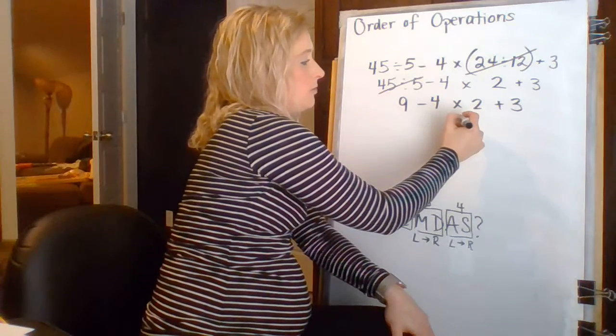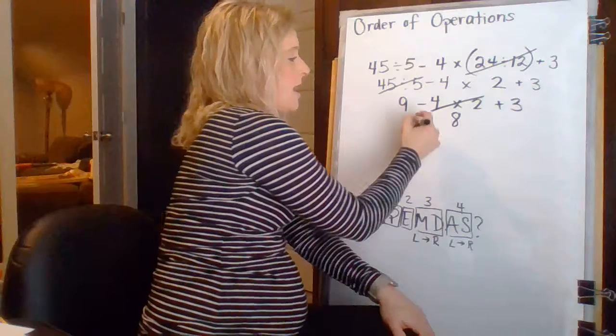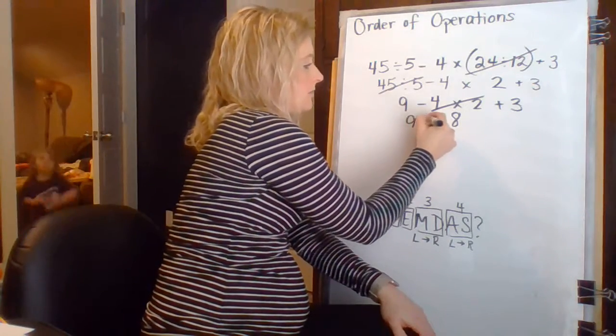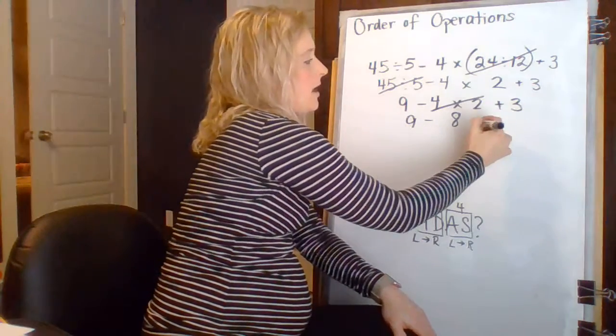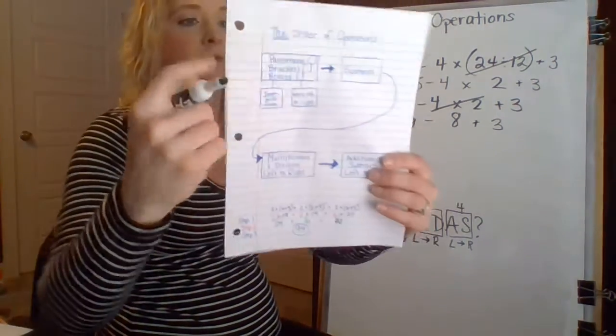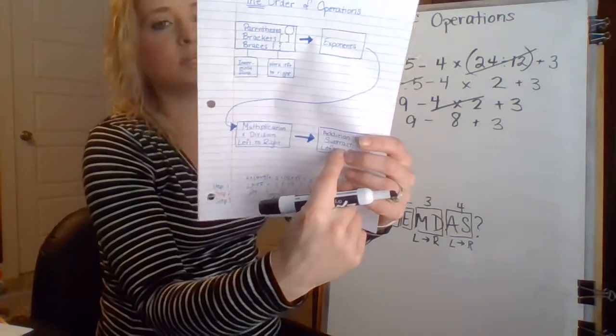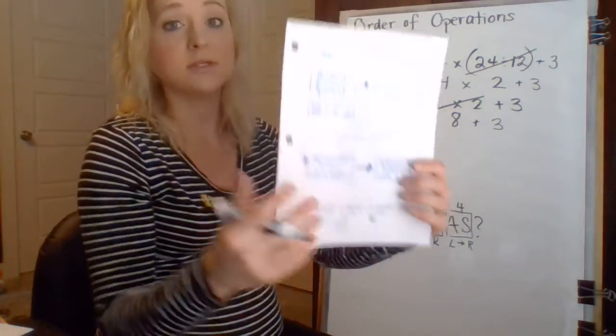Next, I have the multiplication to do. 4 times 2 is 8. I'm going to cross the 4 times 2 out, and then I have the 9 minus left. So 9 minus 8, and then I have the plus 3. Now, I've done parentheses, didn't have exponents, did multiplication, division. I have addition and subtraction left. And I'm supposed to do that from left to right.